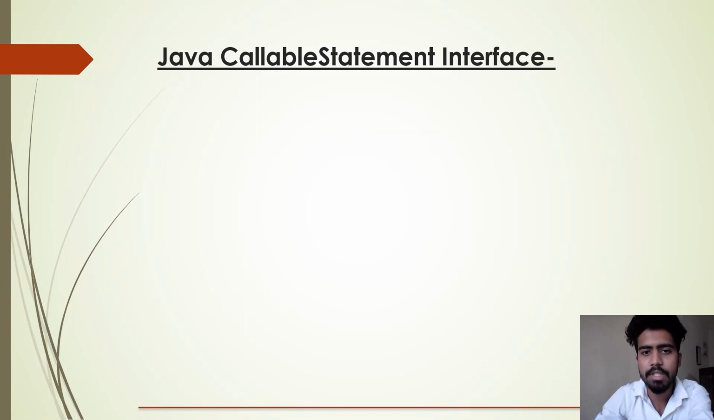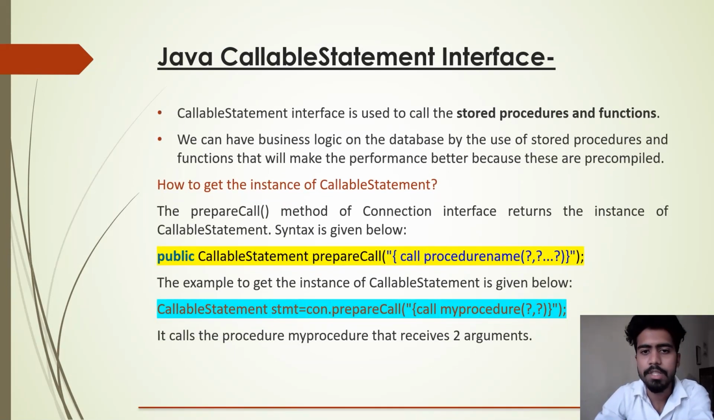Java CallableStatement interface. The CallableStatement interface is used to call stored procedures and functions. We use the prepareCall method of the connection interface, which returns an instance of CallableStatement. This is the syntax of prepareCall. In the argument we are calling a procedure.